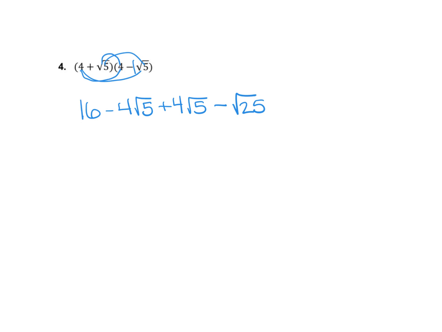So now let's take a look at this and finish simplifying. Notice that the negative 4 times the square root of 5 and the positive 4 times the square root of 5, those two cancel out. And so we have 16 minus, now we can take the square root of 25, and we get 5. So 16 minus 5 gives us 11.